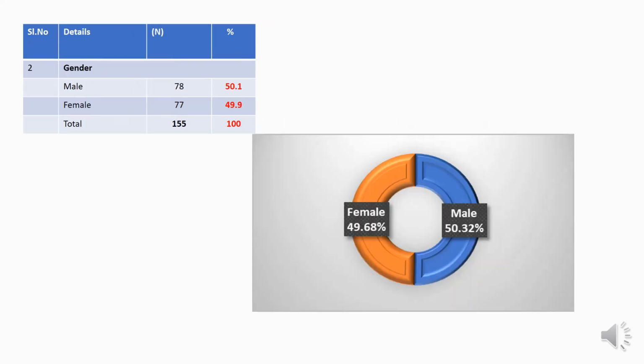We have another variable, that is gender. In our case, we have taken two genders, male and female, and the numbers and percentages have been given. Here we can see that the total number of respondents is 155. Looking at this diagram, it is very clear that males are slightly more than females.